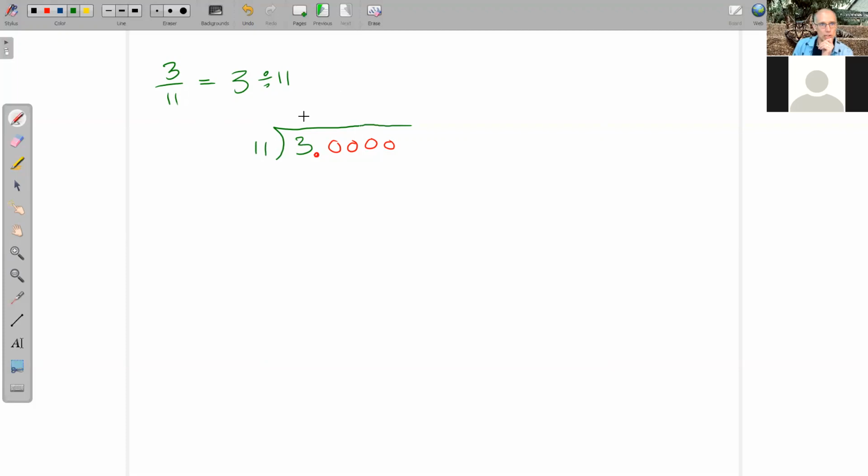11 goes into 3 0 times. I think that's important to note because I know where the decimal goes right there. After that, I can kind of ignore the decimal. 11 goes into 30 2 times, but not 3, because 2 times 11 is 22, and 30 minus 22 is 8, and 8 is smaller than 11. So 2 is as many as I can take, and then I bring down the 0. Let's see, 11 goes into 80. How many times do you think?